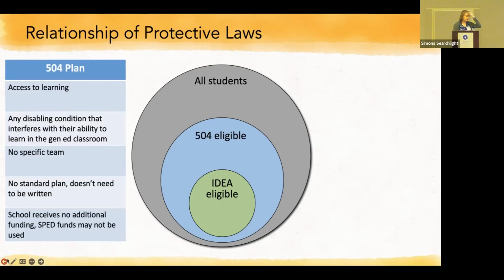A 504 plan is much more general and non-specific. The goal is to provide access to learning. You don't have to meet specific eligibility criteria. Any disabling condition is considered to fall under this plan. There's no specific team of people who have to be involved. There's no standard plan for how it's implemented. It doesn't even have to be written down. It's a very informal process. And the school receives no additional funding for providing services to a child who just has a 504 plan. So from the school's perspective, this is a pretty minimal level of support that fits under a 504 plan.